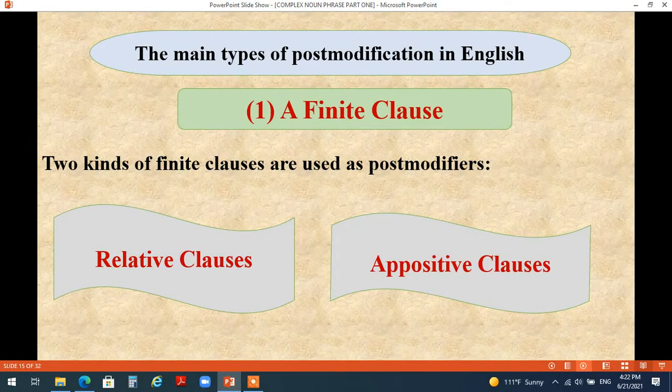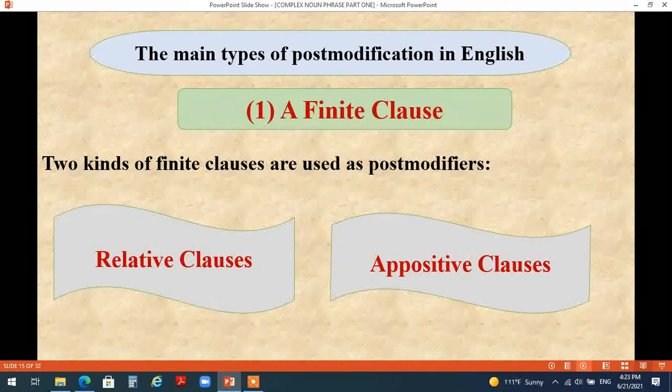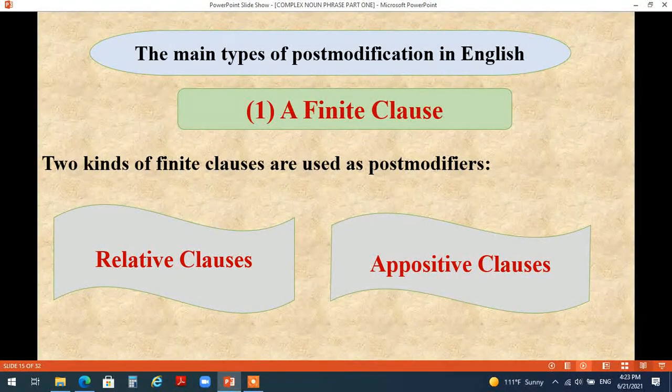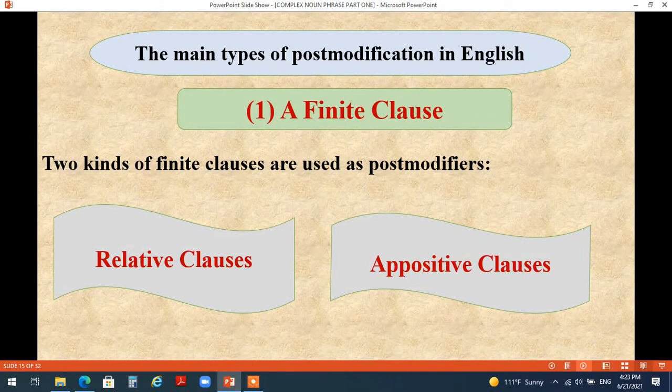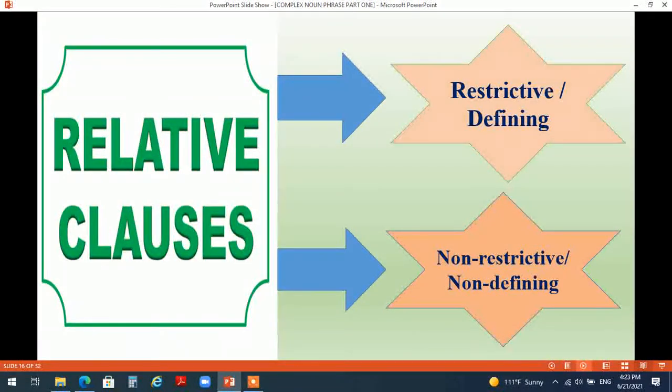النوع الأول من أنواع post modification الرئيسية أطلقنا عليه اسم finite clause، وقلنا finite clause يعني عبارة فعلية يكون فعلها تام. ماذا نعني بالفعل التام؟ الفعل التام هو الفعل اللي يتغير بحسب الفاعل الموجود بالجملة، ويتغير بحسب الزمن الذي يستخدم في الجملة، لذلك نسميه فعل تام. The finite clauses are classified into two types. Either we have relative clauses or we have appositive clauses. These two types of clauses are used as post-modifiers. Now, let's start with the relative clauses.